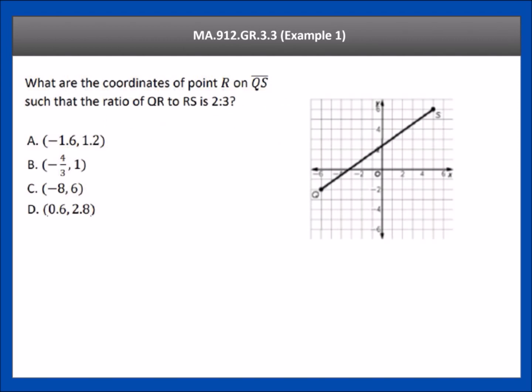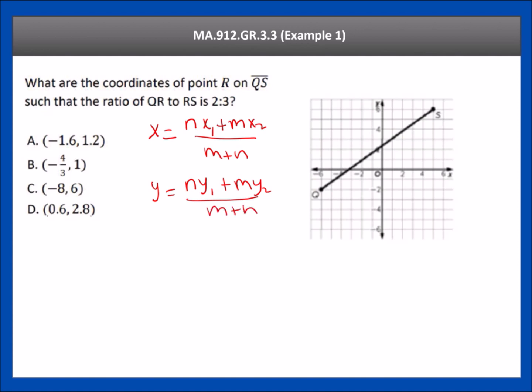Here in this example, since they're talking about theorems of lines, this includes partitioning. So we went over the formula for partitions. If you have a partition, the formula that we used in the textbook is the section formula, which is, I'll write it here again, nx1 plus mx2 over m plus n. And then there's the y version, ny1 plus my2 over m plus n. You can tell this is a partitioning problem because it gives you a ratio.